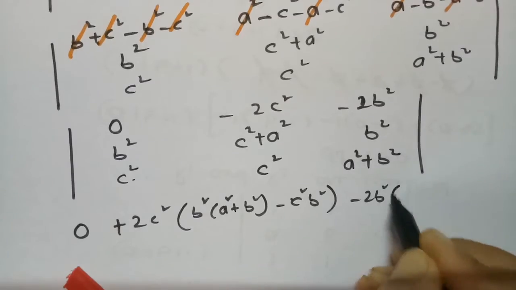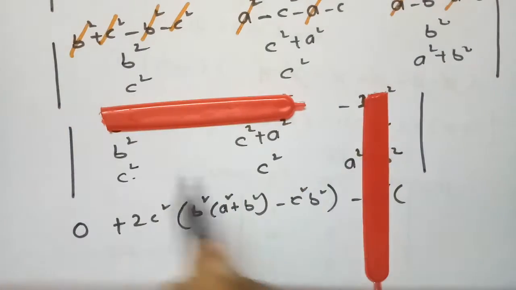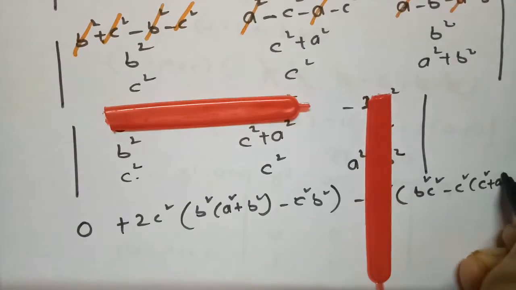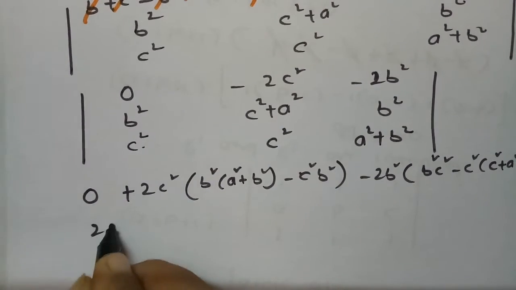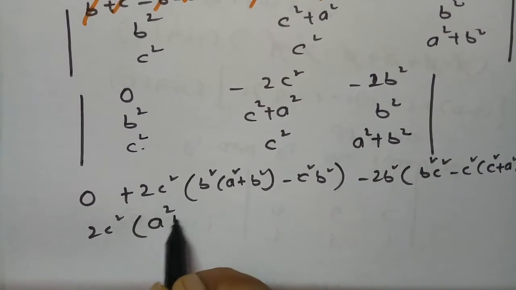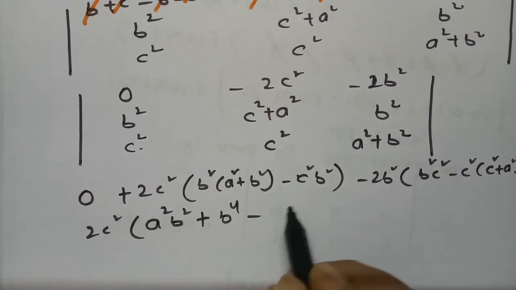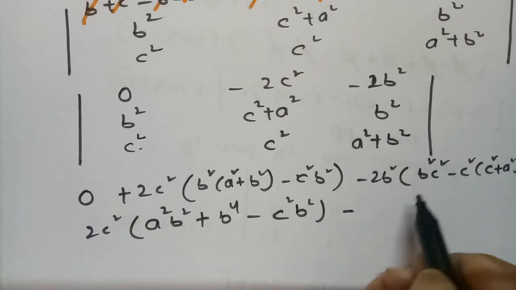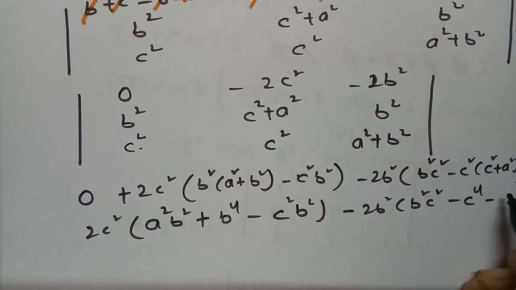this is minus 2b square times of. Now we have to close this row and column. After closing this row and column, we have to again multiply. So this is b square c square minus c square times of c square plus a square. See here, this is 2c square. If I keep on multiplying, this will be a square b square plus b power 4, and this again will be c square b square, and this is 2b square times b square c square. So this is c power 4, and this is again minus c square and minus a square.